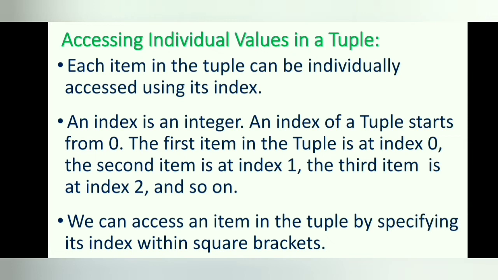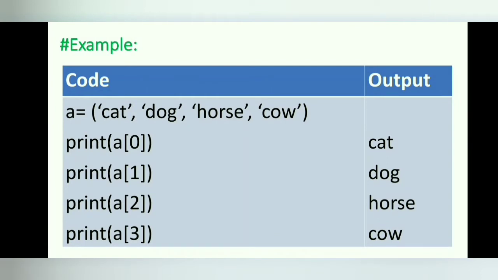We can access an item in the tuple by specifying its index within square brackets. Example: open the Python IDE or any text editor, type this Python code and run it. In this example, a tuple containing 4 items cat, dog, horse, cow is assigned to the variable a. We can access an item in the tuple by specifying its index within square brackets. Because the index begins at 0, print a[0] will return the first value, that is cat.